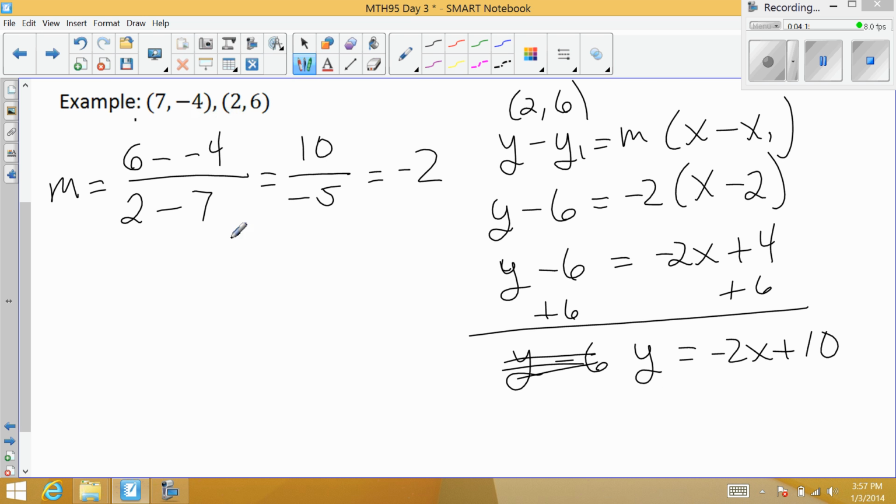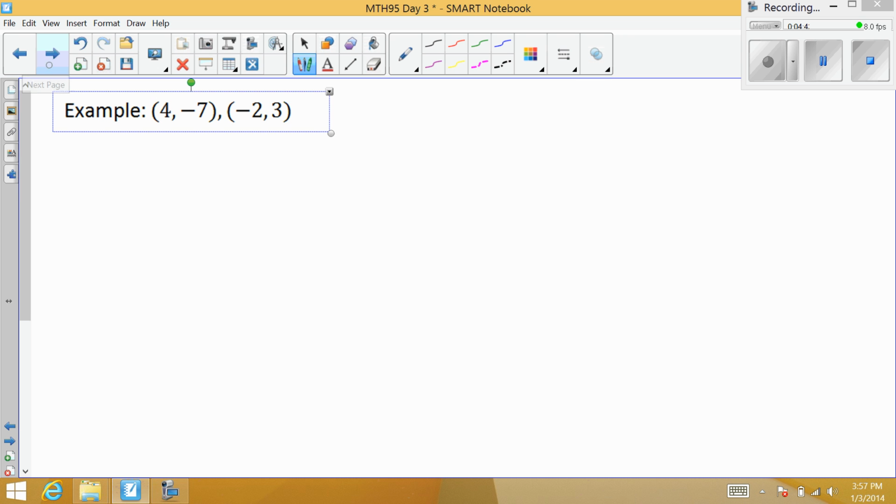If we want to do a really quick and dirty graph, original points were (7, -4), which is about there, and (2, 6), about there. And doing a quick graph here, it looks pretty plausible that we could have a y-intercept of 10 and a slope of -2. Using a grid would give us a much better check, but that's not bad for a very crude quick check. Okay, got another example here, and let's go ahead and run through it. So first find the slope.